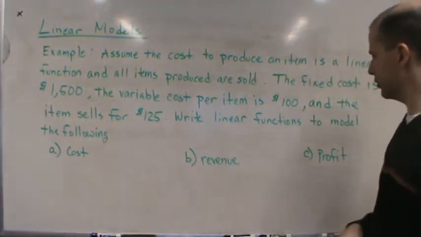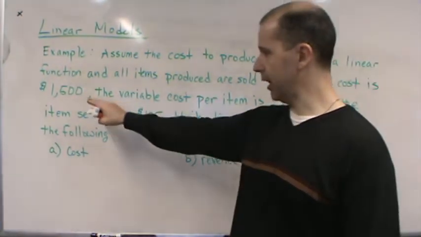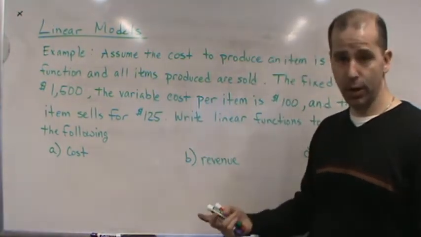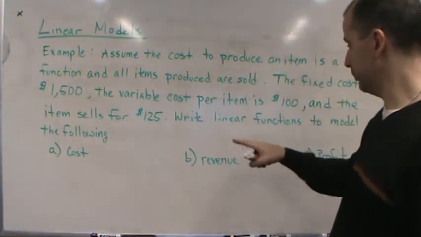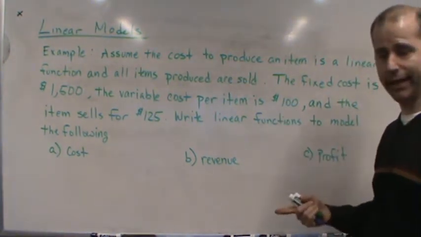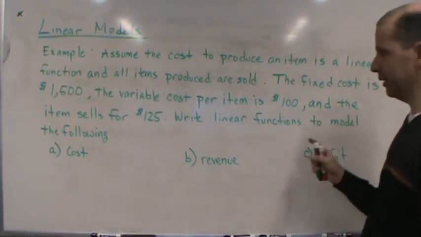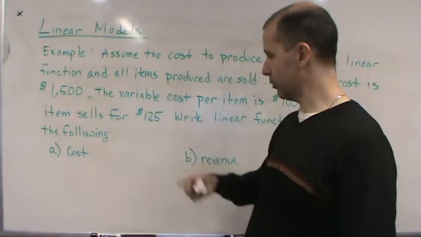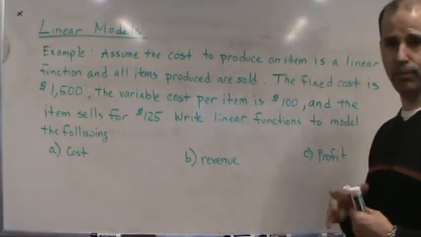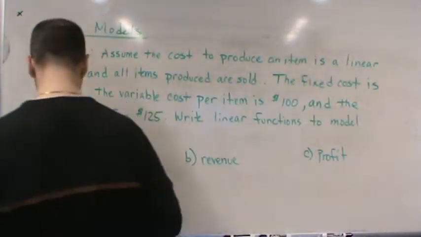Okay, and so we're also given that the fixed cost is $1,500. And the variable cost, or the marginal cost, per item is $100. So the cost to produce each item that they're selling is $100 per item. And the item sells for $125. So we want to write a linear function that represents or models the following situations.